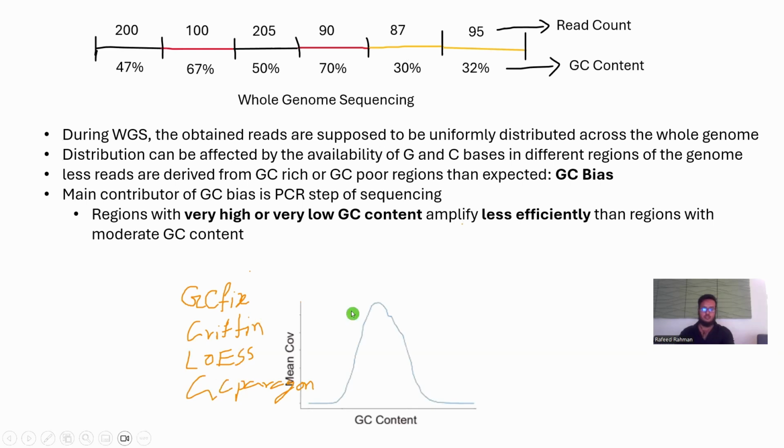One last thing, you can see a GC bias curve right here, right? GC content is on the x-axis and the mean coverage, which is basically the read count, is on the y-axis. You can see that it's sort of a bell-shaped curve. If you count the mean coverage and calculate the GC content, taking any sample, then you are going to see this kind of curve generating, right? It's a bell-shaped curve. So this is GC bias.